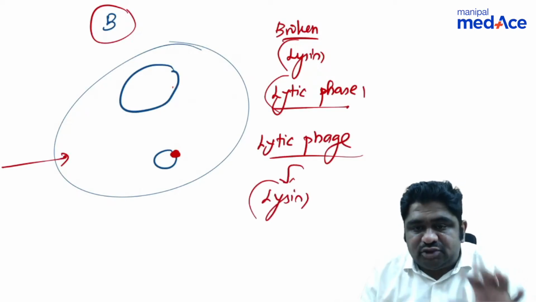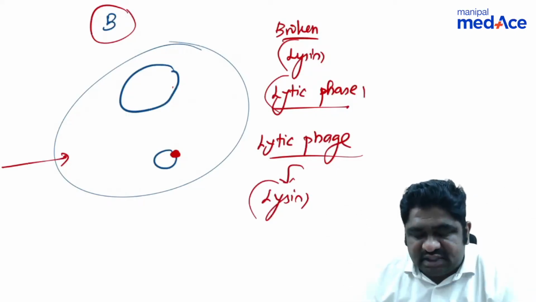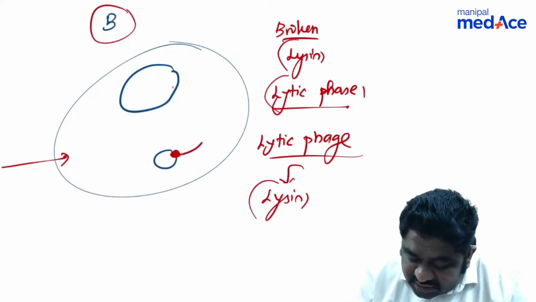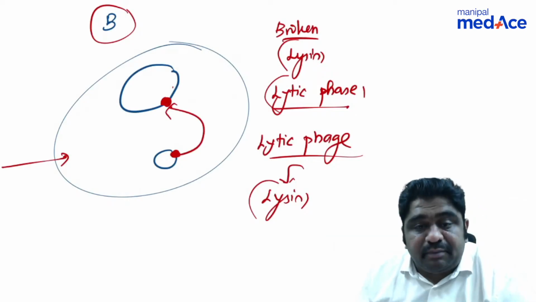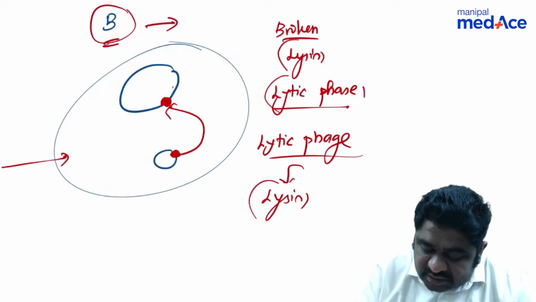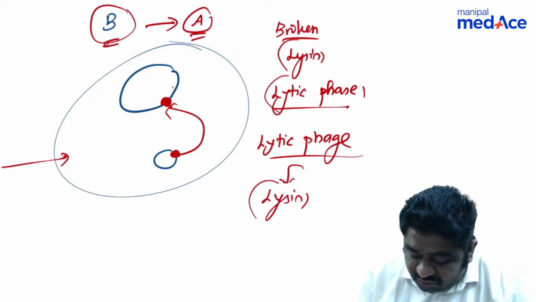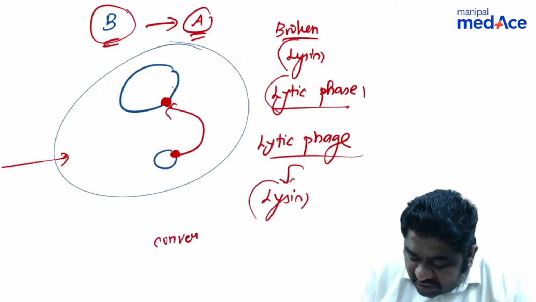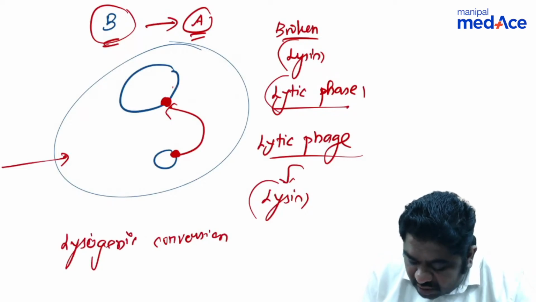Now, recombination of everything happens in such a way that now this information has gone to the host chromosome. And when this information has gone into the host chromosome, now the organism B has changed into organism A property. This is called conversion. And how did the conversion happen? Because of the lysis. So lysis induced conversion is called lysogenic conversion.